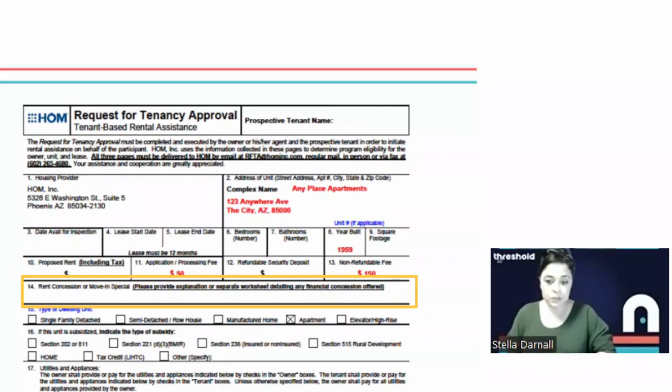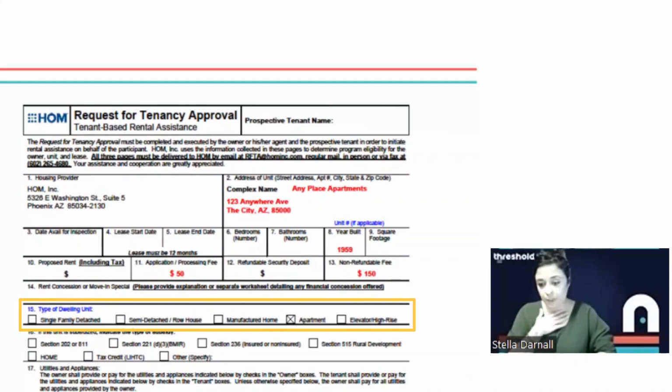Rents and concessions, you would add under 14. So if you have, for example, a $500 move-in special, something like that, that's where you would add that. And of course, 15 is the type of dwelling of the unit. So if it is a single family detached home, an apartment, a row home, if it's detached, this is where you would check this off.